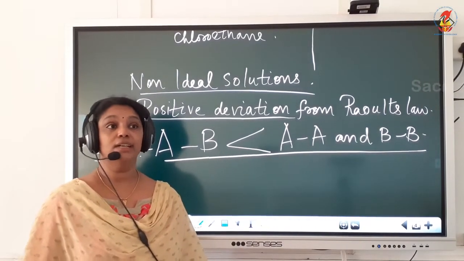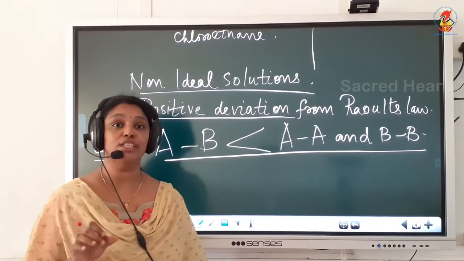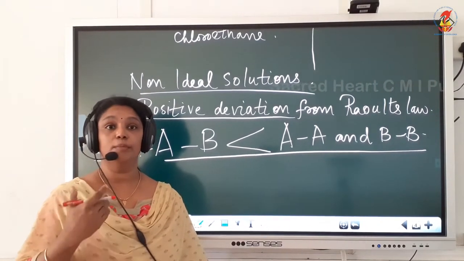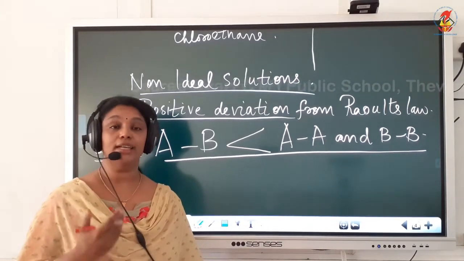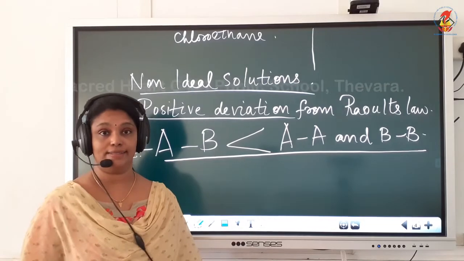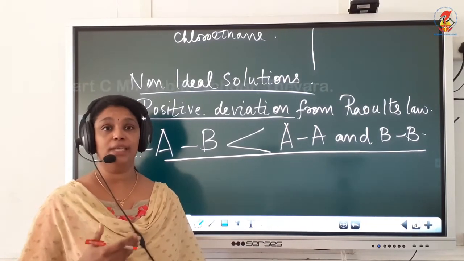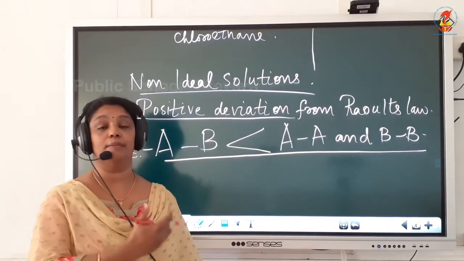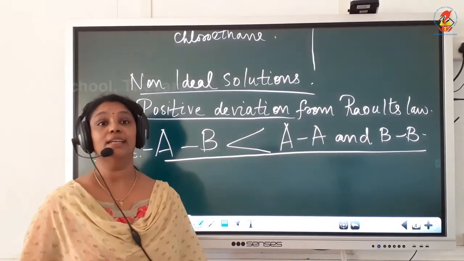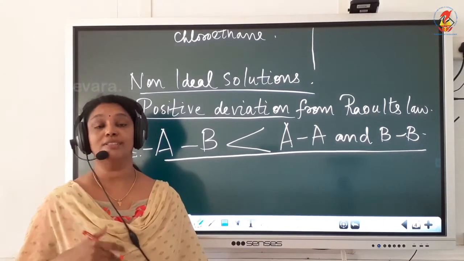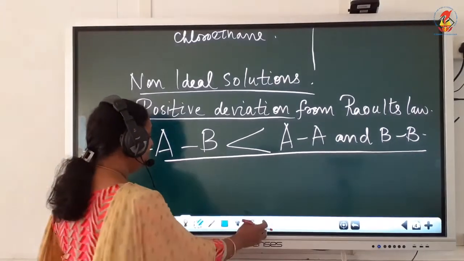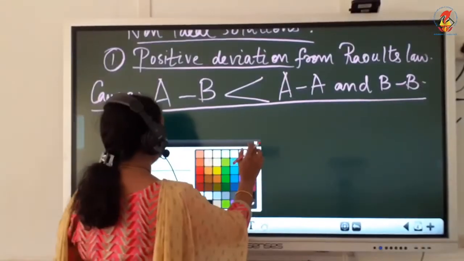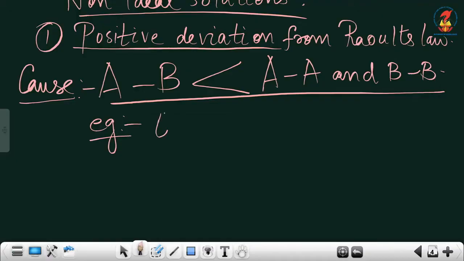Which means if the force of attraction between solvent-solute is weak, then the molecules will find it easier to escape into the vapor state. As a result, the vapor pressure increases, and that increase will be greater than that expected by Raoult's law. So we say that such a solution will show positive deviation from Raoult's law. For example, a solution showing positive deviation from Raoult's law is the ethanol acetone mixture.